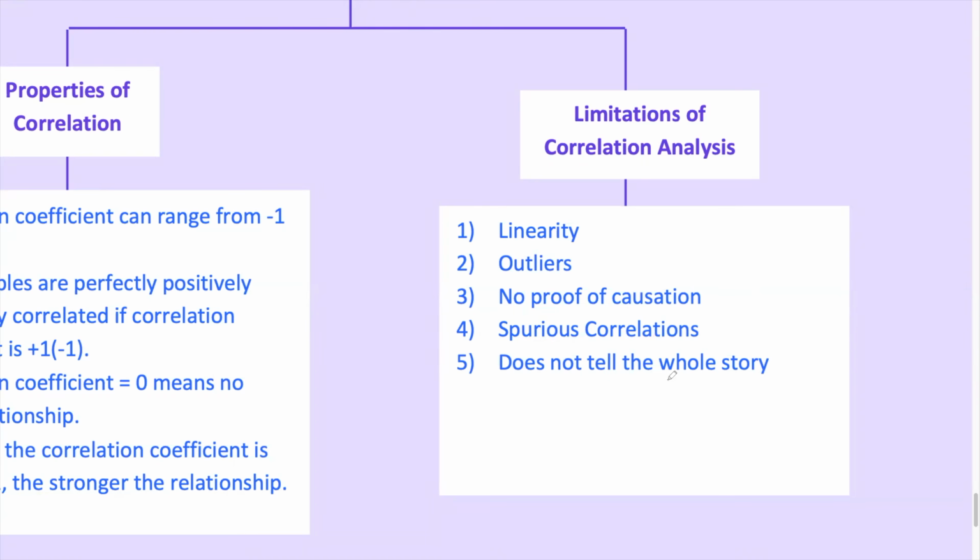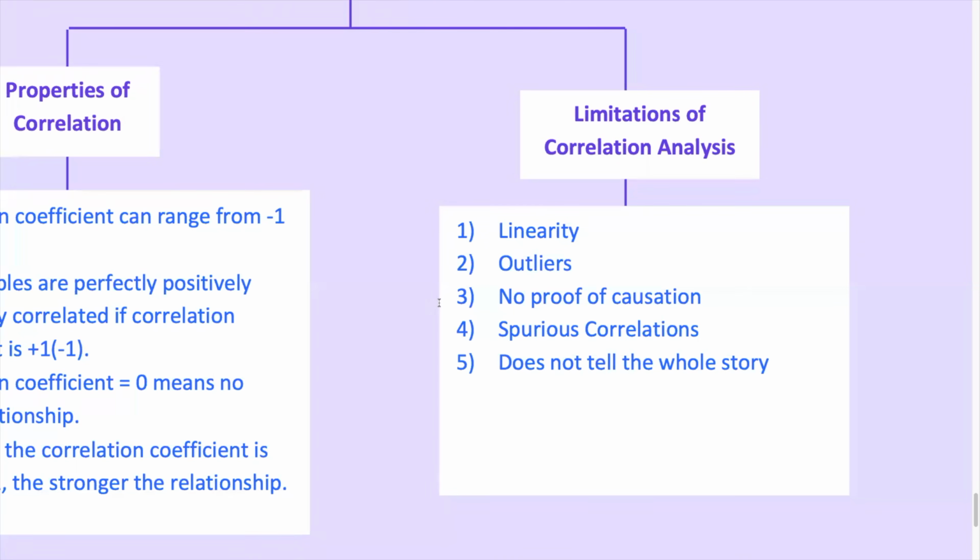Lastly, incomplete story. Correlation doesn't give you the whole picture. It tells you about the direction and strength of a linear relationship, but nothing about the underlying dynamics or other important details of the relationship. So keep these limitations in mind when you're analyzing data, and always dig deeper to understand the full story. Suppose we find a high correlation between ice cream sales and shark attacks. This doesn't mean buying ice cream causes shark attacks. There's likely a third variable, like warm weather, causing both.